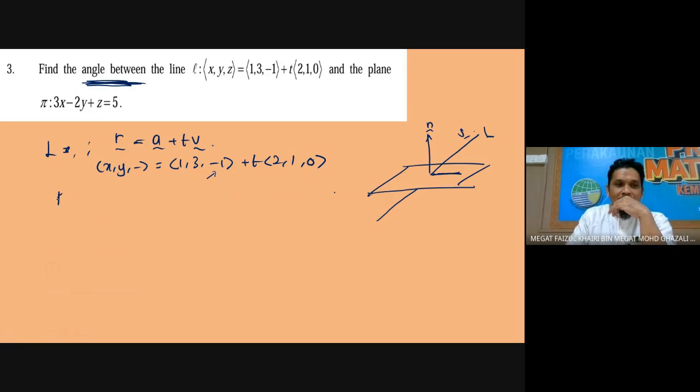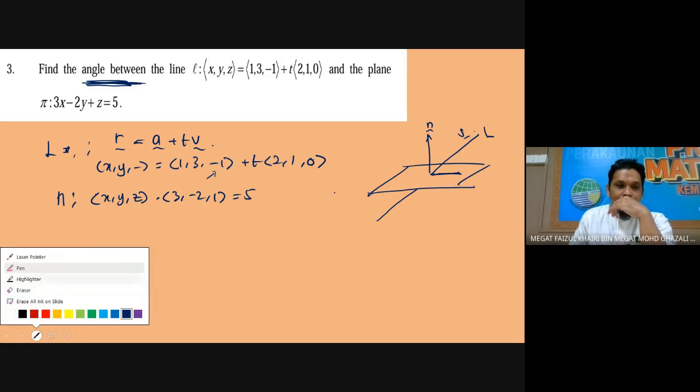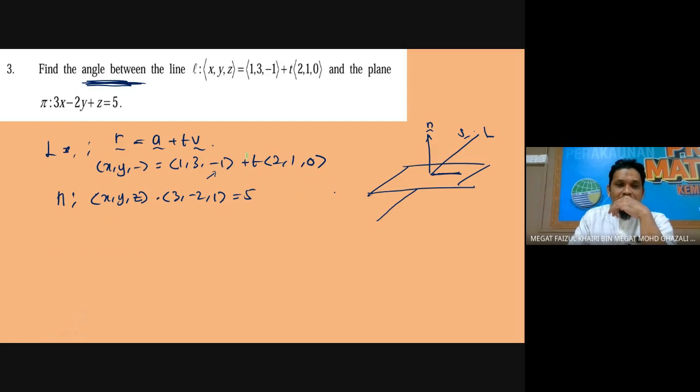Okay, so the plane pi, we have (x, y, z) dot (3, -2, 1) equal to 5. So we are referring to the v and also n, the normal.